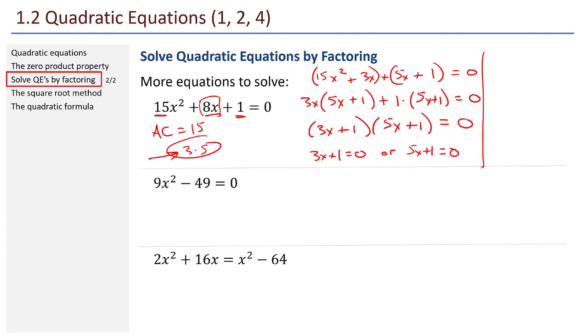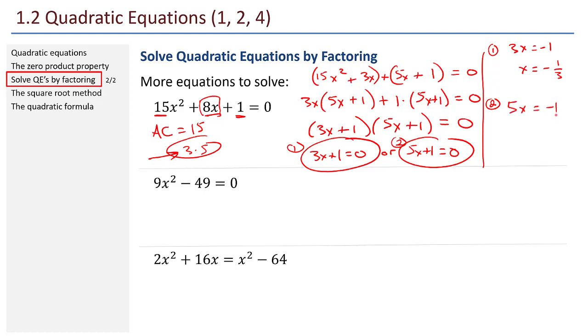I think I have just enough room to write it here on the right. In this first case, what happens if I have 3x plus 1 equals 0? I can subtract 1 from both sides. 3x equals negative 1, and so x equals negative 1/3. In this second situation, 5x plus 1 is 0, so 5x equals negative 1. And divide both sides by 5, x equals negative 1/5.